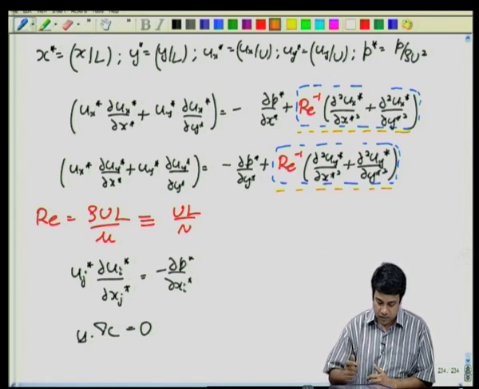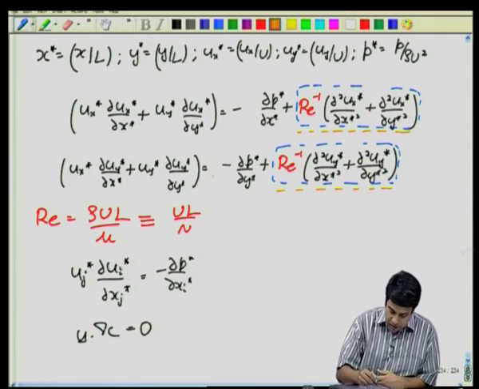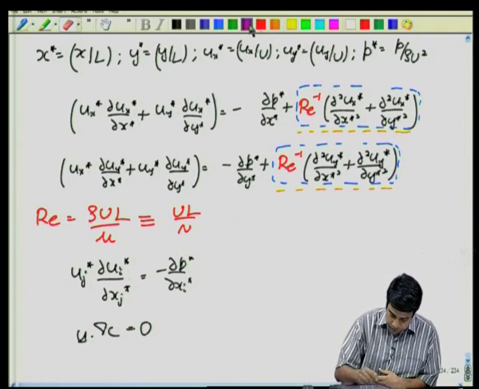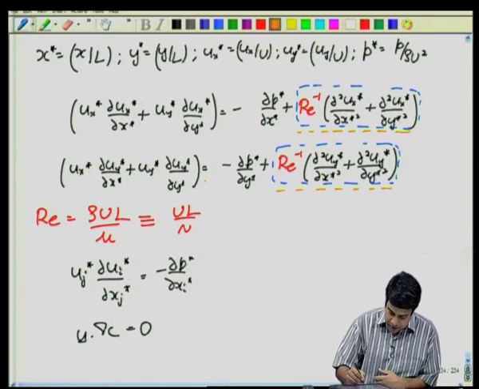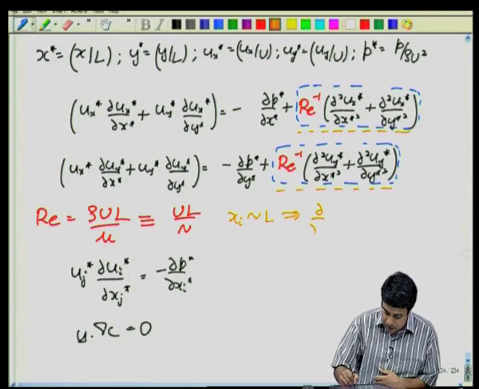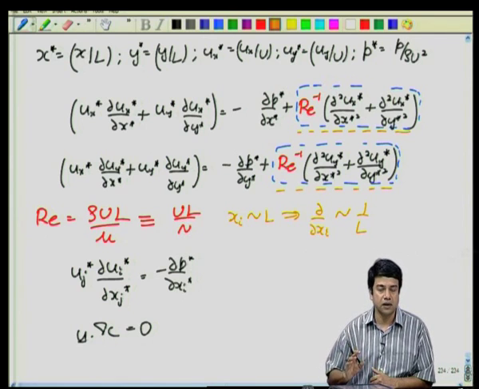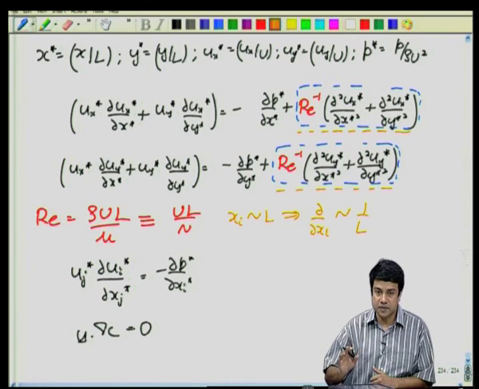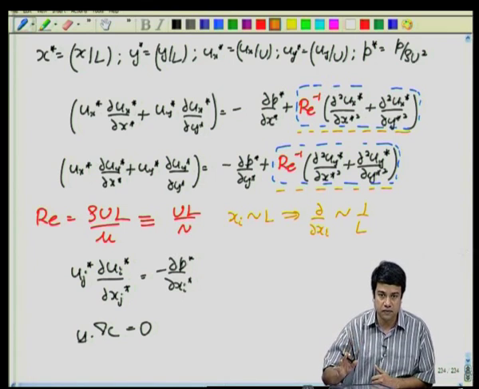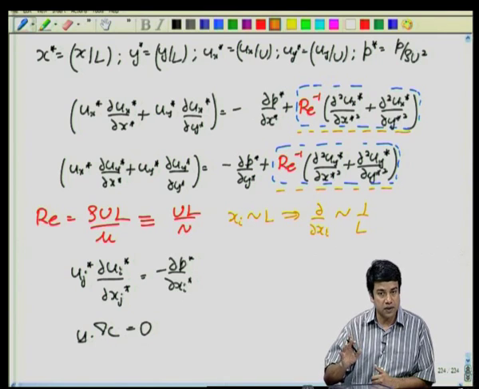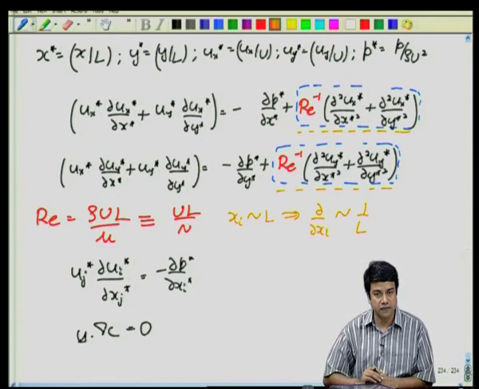So, what I have assumed is that the length scale xi goes as L, which implies that partial by partial xi goes as 1 over L. That is, gradients will scale as the quantity divided by L. That is, the variation in that quantity takes place over a distance comparable to the length of the plate L, because that is the only length scale in the system. On that basis, we find that the diffusion terms are Re inverse smaller than the convection terms.